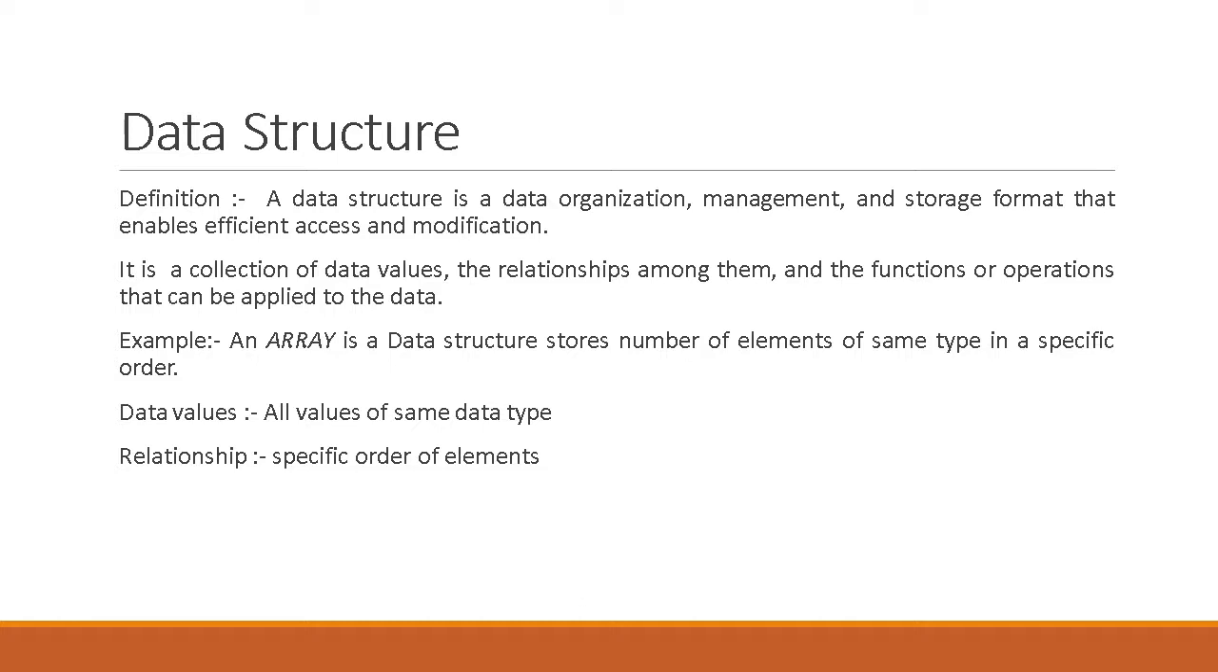After the ith element, the (i+1)th element is going to come. So that is a specific order of elements. And then operations which we can perform: I can store data in an array at any particular location, I can retrieve data from a given location in the array, and I can display all the elements of an array. So these are the primitive operations I can apply on the array. That's why we are saying array is one data structure.